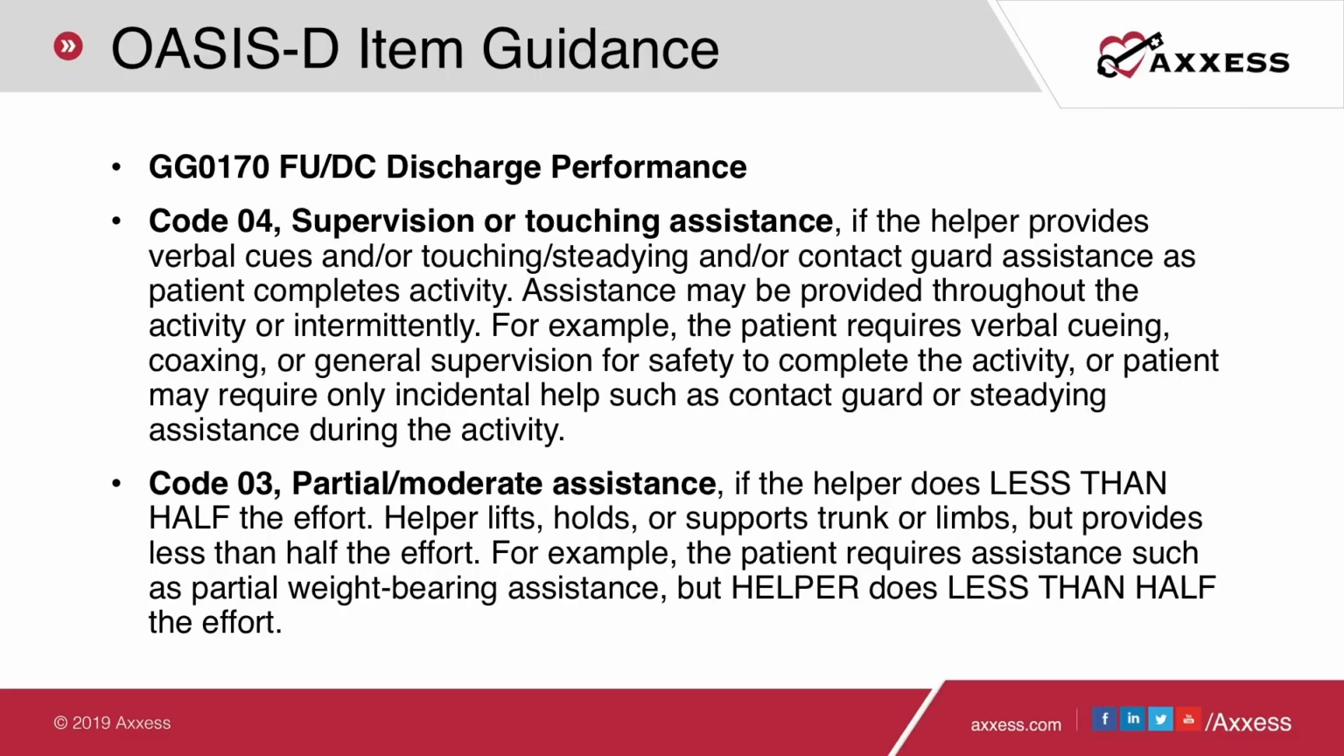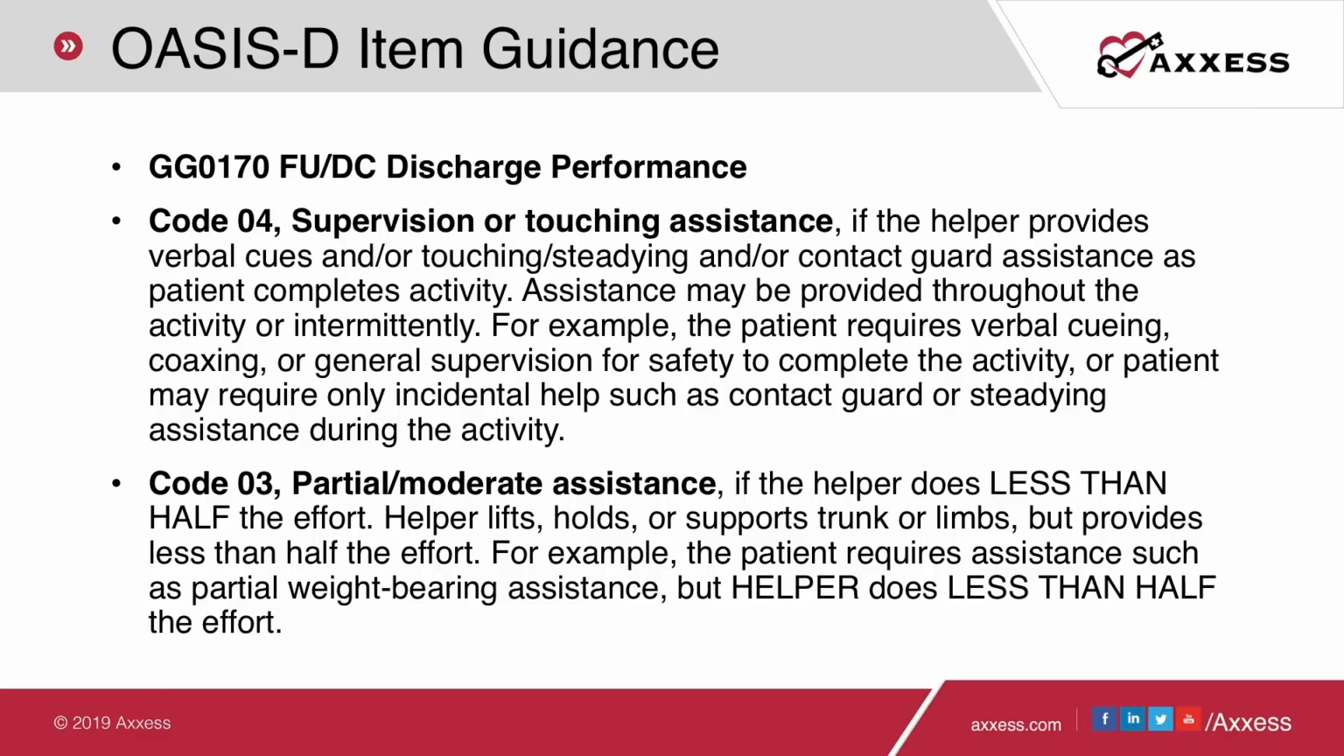Number 4, supervision and or touching assistance. The helper provides verbal cues and or touching, steadying, and or contact guard assistance as the patient completes the activity. Assistance might be provided throughout the whole activity or intermittently. For example, the patient requires verbal cueing, coaxing, or general supervision for safety to complete the activity, or the patient might require only incidental help like contact guard or steadying assistance during the activity.